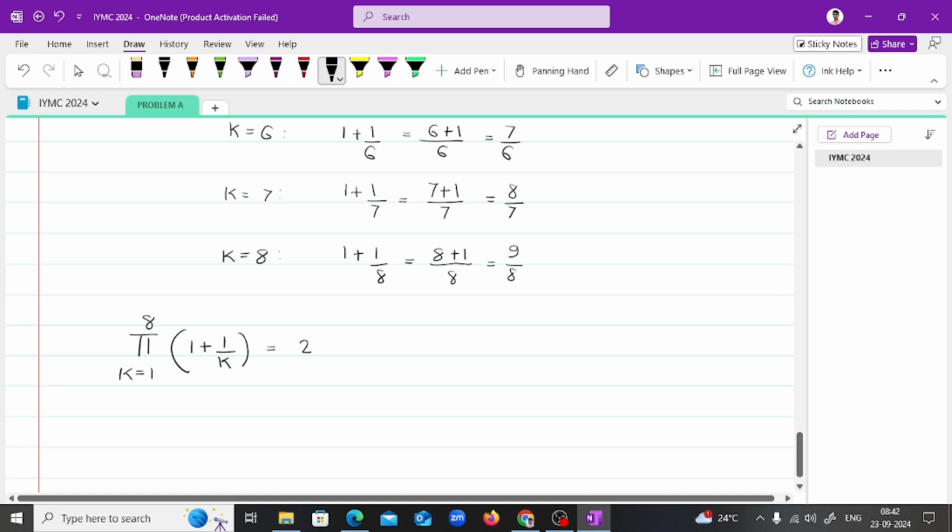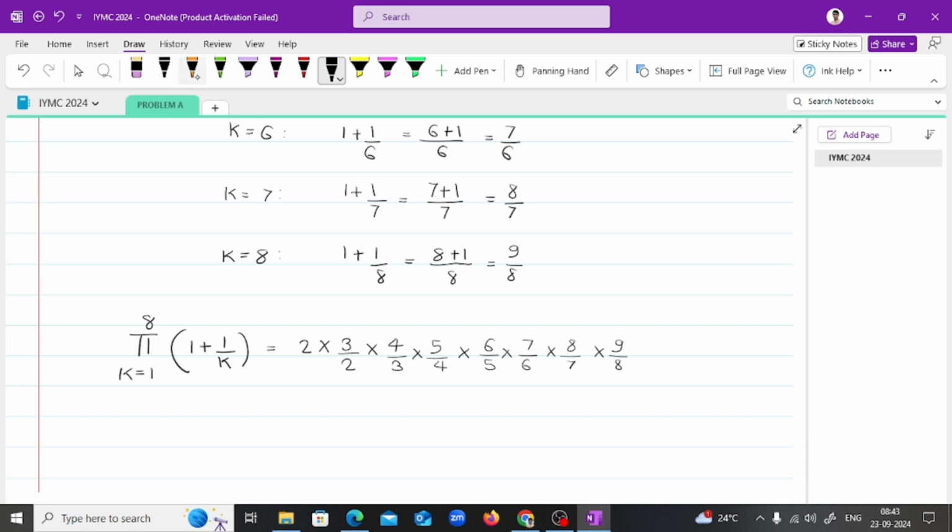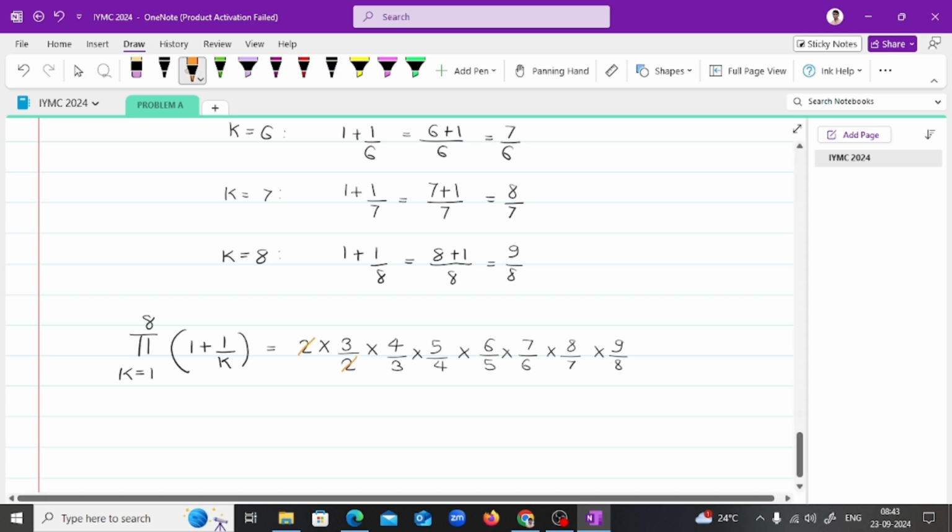So it will be 2 into 3 upon 2 into 4 upon 3 into 5 upon 4 into 6 upon 5 into 7 upon 6 into 8 upon 7 into 9 upon 8. Okay, yes, and we can easily cancel these values. 2 2, 3 3, 4 4, 5 5 will get cancelled, 6 6 will get cancelled, 7 7 will get cancelled, 8 8 will get cancelled, and the only value that remains is 9.